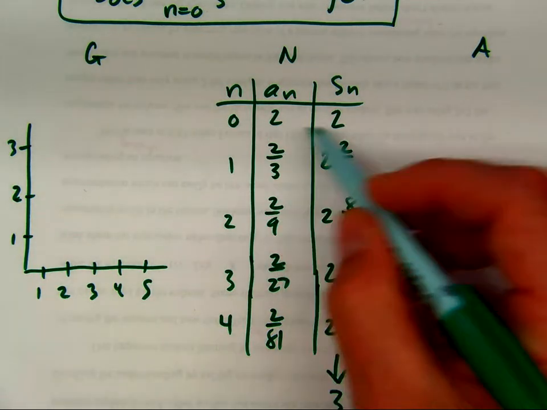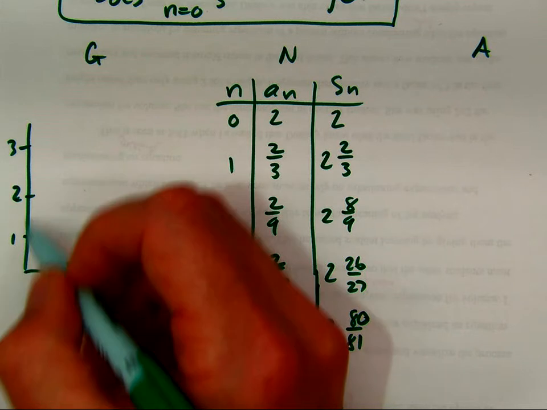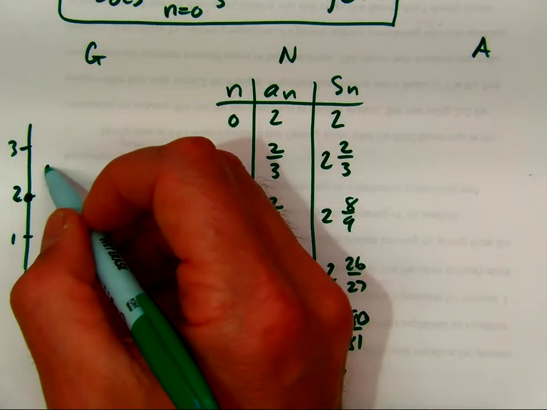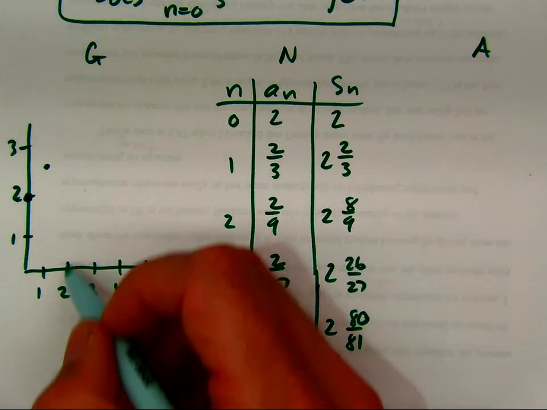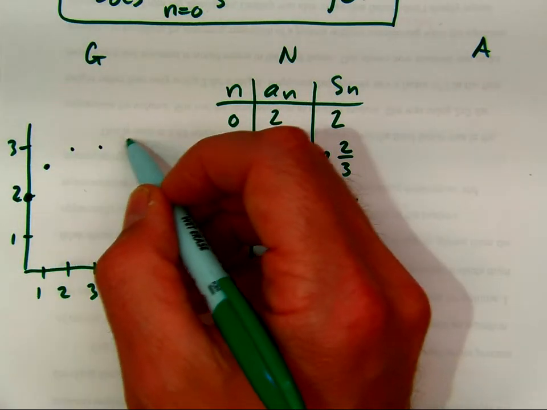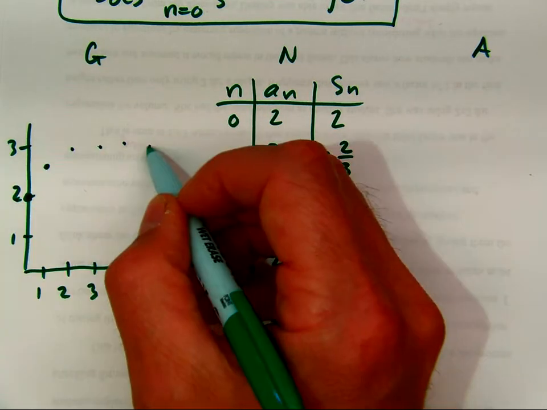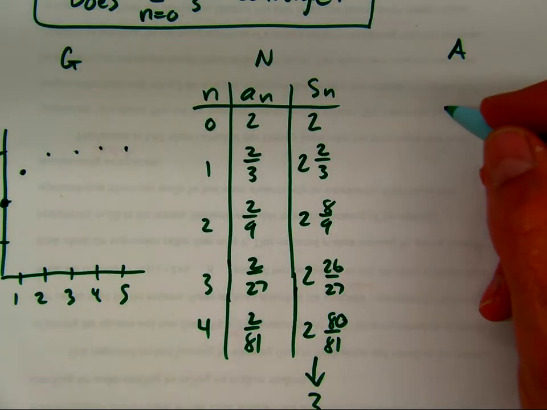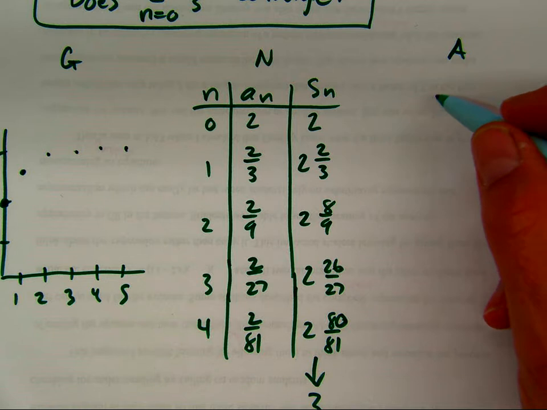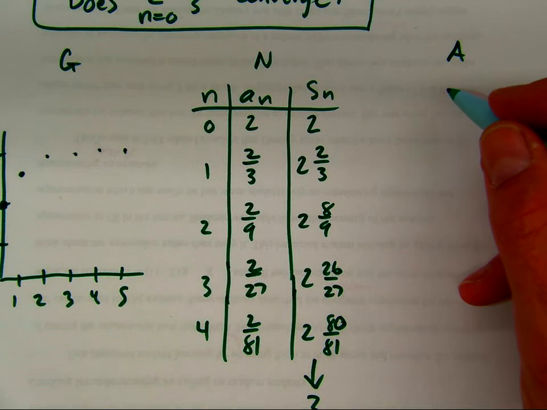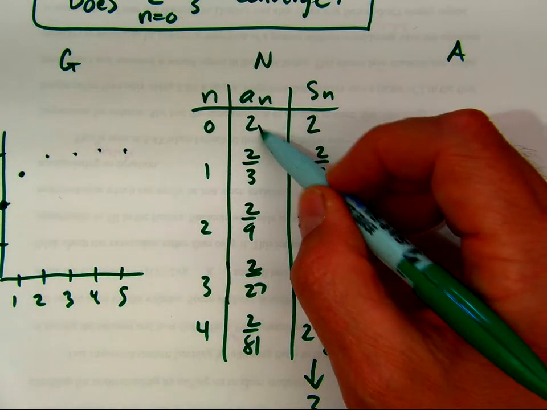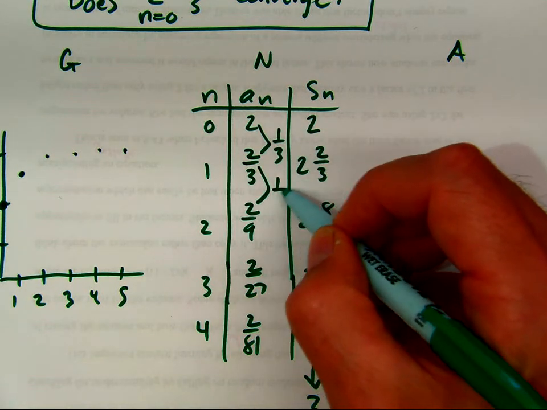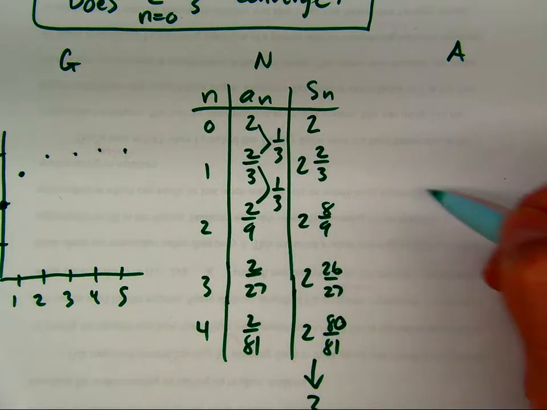At 0, we go to 2. At 1 is 2 2/3. Here we go to 2 8/9. So really quickly, it's going up close to 3. And if we see that it's geometric, the common ratio, here we're multiplying by 1/3 times 1/3 every time, so that's the common ratio.